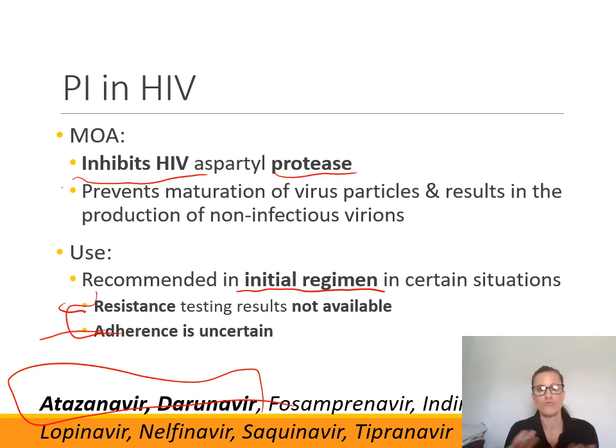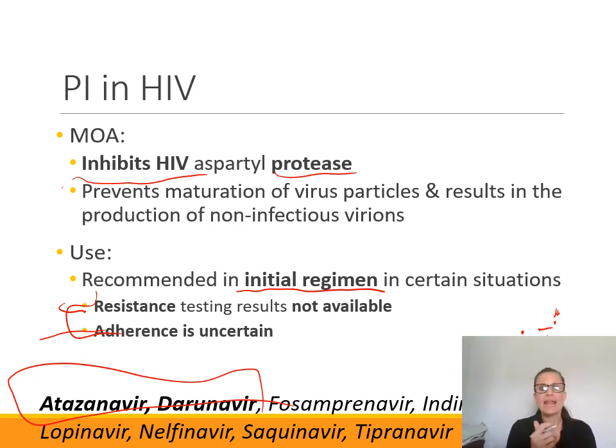So we give the protease inhibitors in the initial regimen in either of these situations where we're worried about resistance. And the reason for that is that protease inhibitors have a very high barrier to resistance. There's not very much resistance that develops with the protease inhibitors. So they're good in those situations where you're worried about resistance or you're not sure if resistance is present.